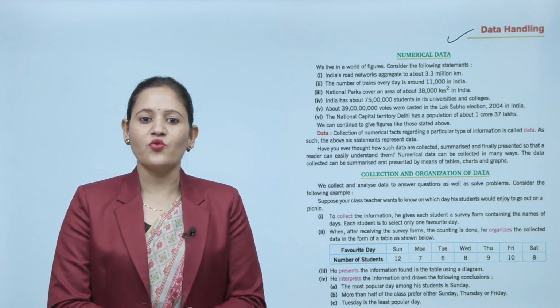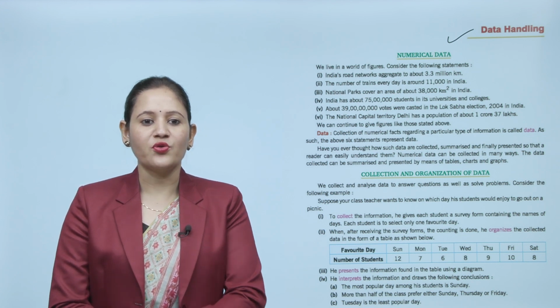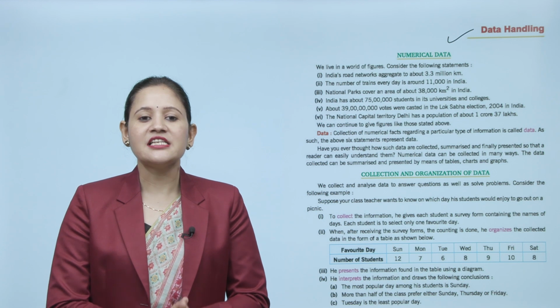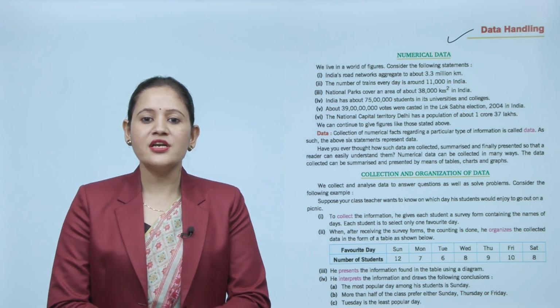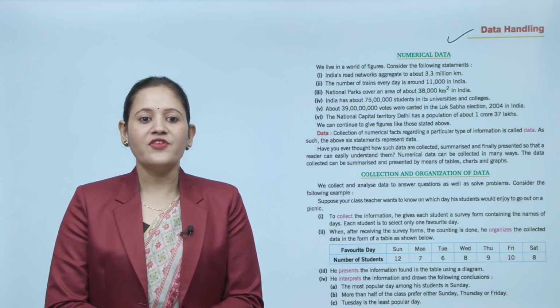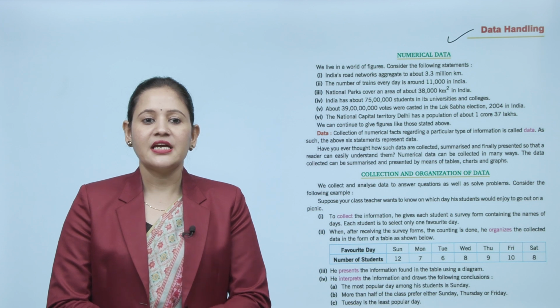About 39 crore votes were cast in the Lok Sabha election 2004 in India. The National Capital Territory Delhi has a population of about 1 crore 37 lakh. We can continue to give figures like those stated above. Data.